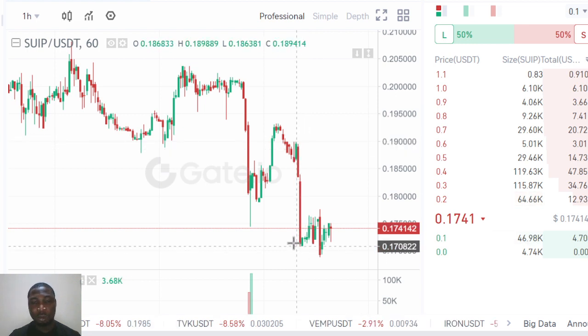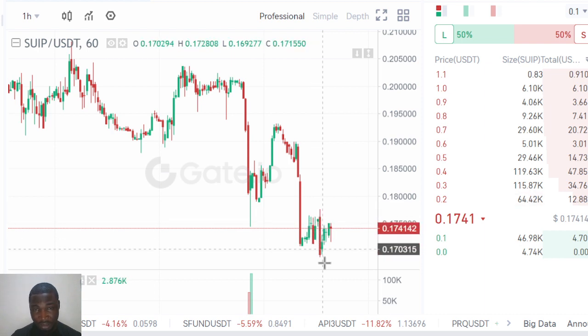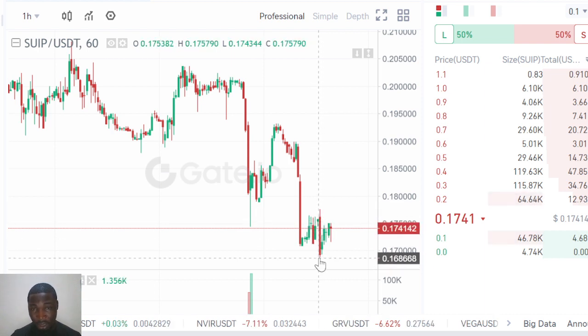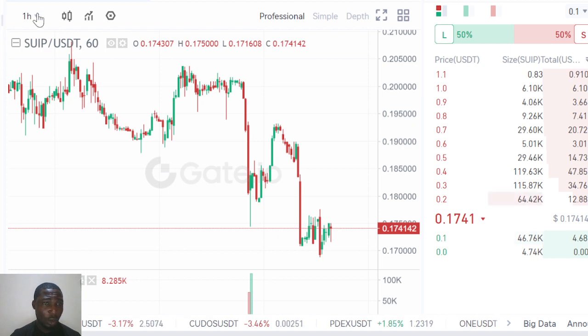It came down from 0.1788 to 0.17. Then it ranged in this position, and came down again to the all-time low here, that is 0.16. I think this was all yesterday's strike and midnight and all that. Well, it's currently up, and right now this is the 1 hour time frame.